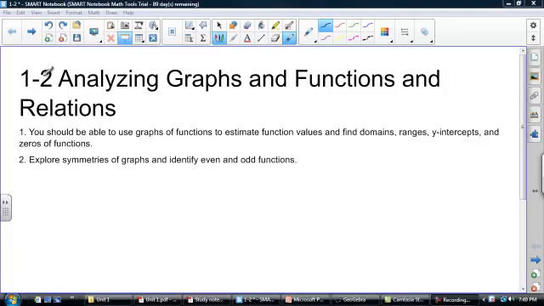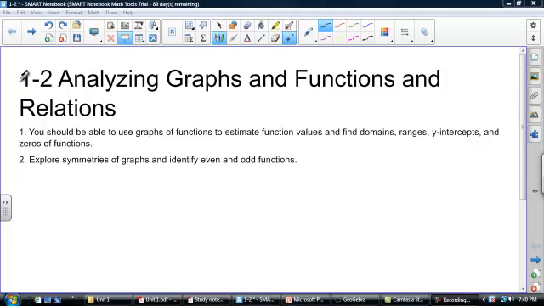Welcome back. This is lesson 2 of Unit 1. Today we're going to be analyzing graphs of functions and relations. By the end of this lesson you should be able to use graphs of functions to estimate function values and find domains, ranges, y-intercepts, and zeros of functions.